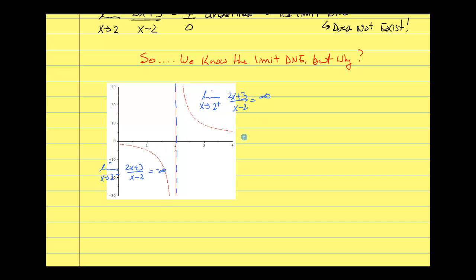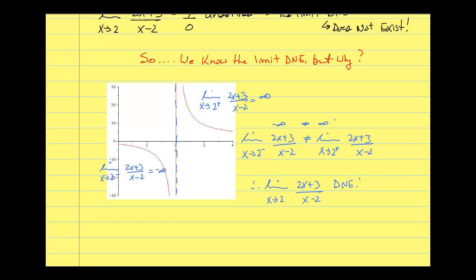Well, I have a little bit of a problem here. The limit as x approaches 2 from the left does not equal the limit as x approaches 2 from the right. Therefore, the limit as x approaches 2 overall does not exist. DNE, does not exist. Because remember, from the left we went toward negative infinity. Negative infinity does not equal positive infinity. So this is a good look at a graph where the limit doesn't exist.